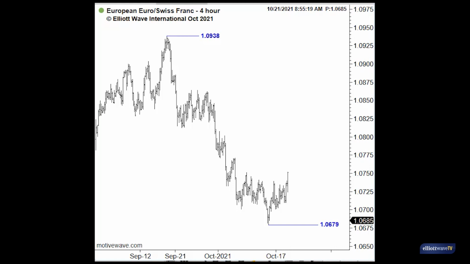The wave principle and this pattern go very well together, and I'm going to share with you a tip or two that I find helpful when determining which of these patterns are worth a trade. So in front of you is a 240-minute or a 4-hour chart of Euro Swiss, and we can see that the trend is down from 1.0938.